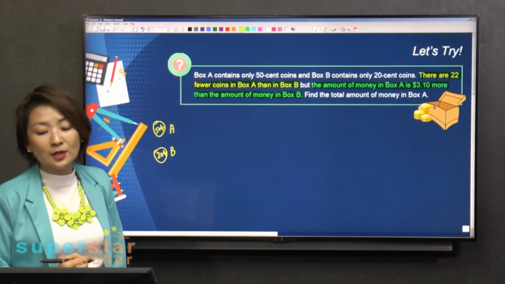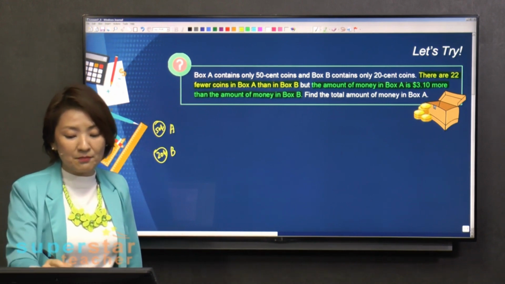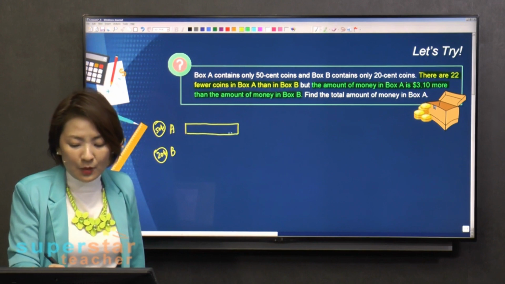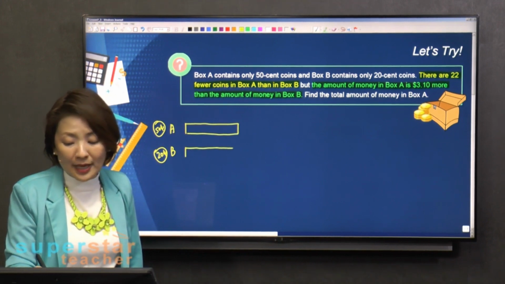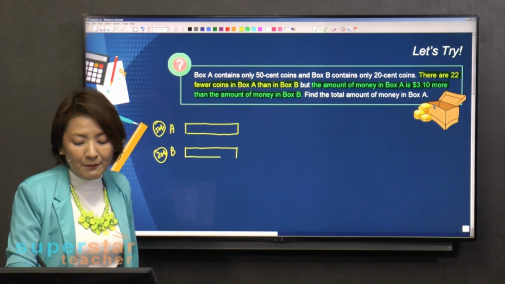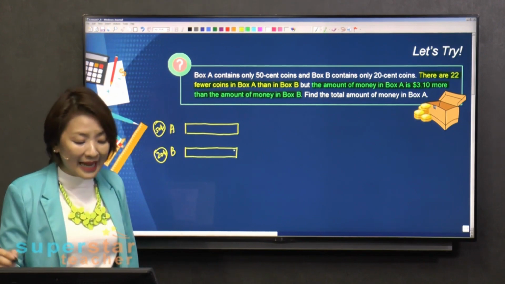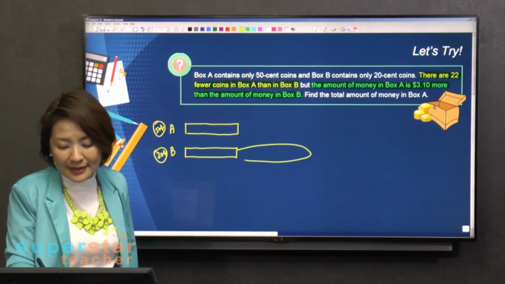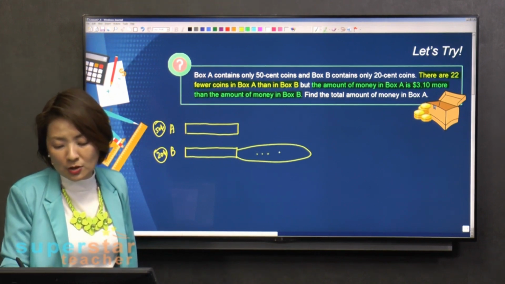And they say there are 22 fewer in A than in B. So A has this number. B will have the same. Notice that when I draw my model for this kind of more than, less than, I always do this thing. Like B will have the same, but another 22. How big is 22? I don't know. So I just put like this, and I put 22.